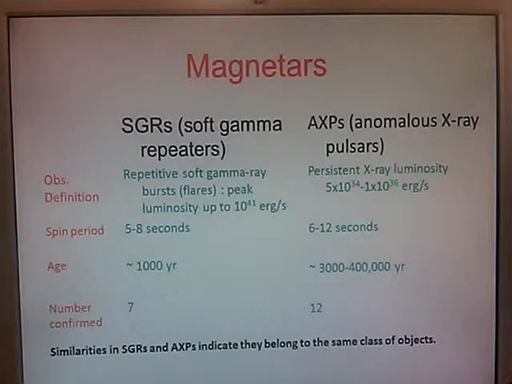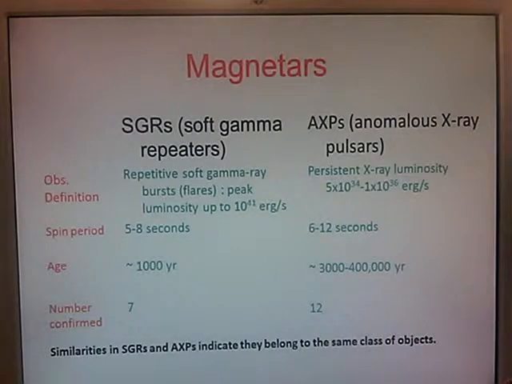The spin periods are all pretty comparable, although soft gamma ray repeaters have a somewhat shorter range of periods, 5 to 8 seconds, compared to the anomalous X-ray pulsars' 6 to 12. They have similar ages, on the order of 1,000 years, but again, the anomalous X-ray pulsars are on the upper end of that. They're 3,000 all the way to even hundreds of thousands, so 400,000 years. And then the breakdown of the objects for which we've confirmed that they are in this class, this range of properties: we have 7 soft gamma ray repeaters and 12 anomalous X-ray pulsars.